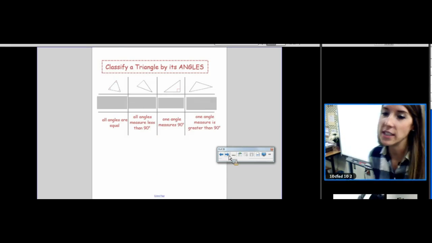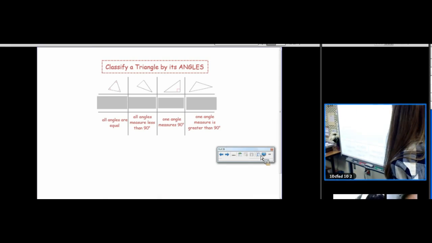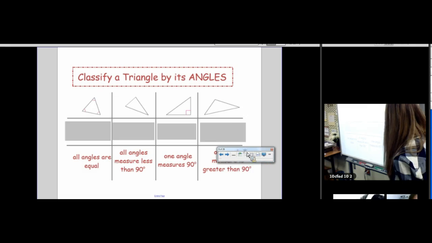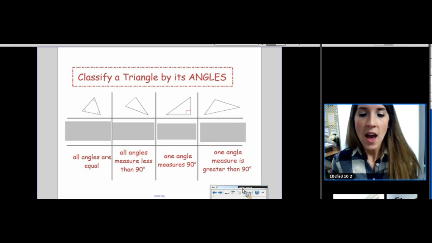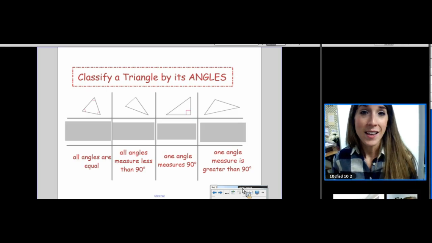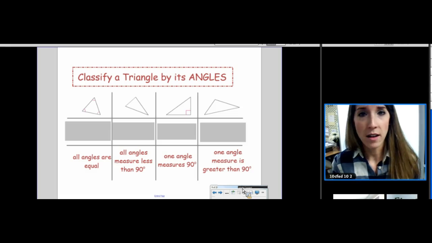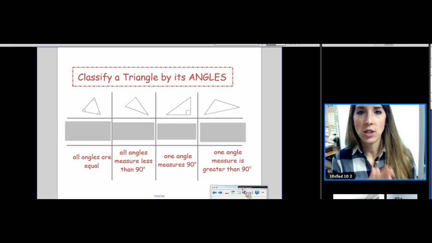Here's where we get into the good stuff. This is today's lesson. Let's classify a triangle by its angles. So, classify means to put into a group, right? I could classify people by their height. I could classify people by their weight. I could classify people male, female. I could classify you by your grade level. It just means to put you into a group.